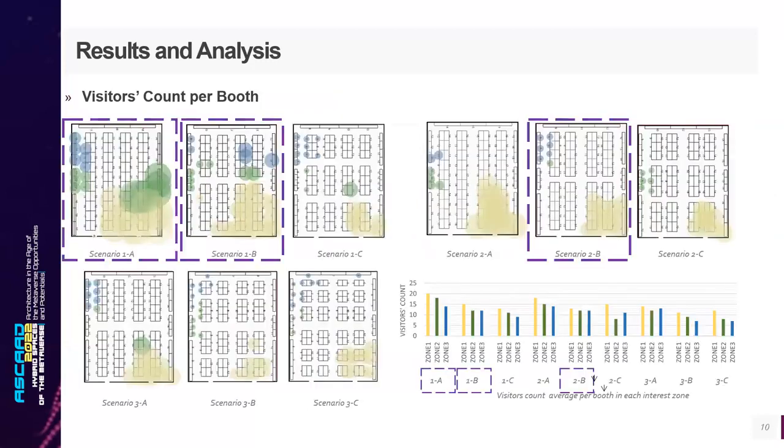Visitors count per booth shows that the booths near the entrance have the highest visit count, with scenario 1A having the highest visit count per booth in all scenarios. Also, when the average of visitor count per booth per zone was calculated, scenarios such as 1A and 1B have very high visitor counts, but scenarios such as 2B have a good distribution between zones when it comes to visitor count.